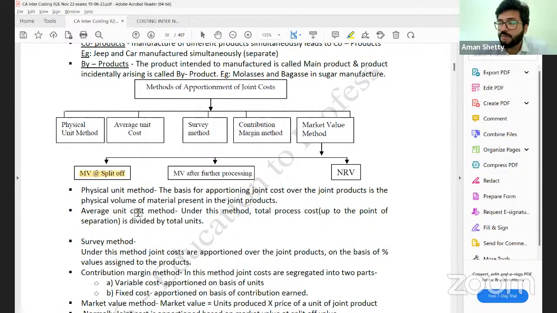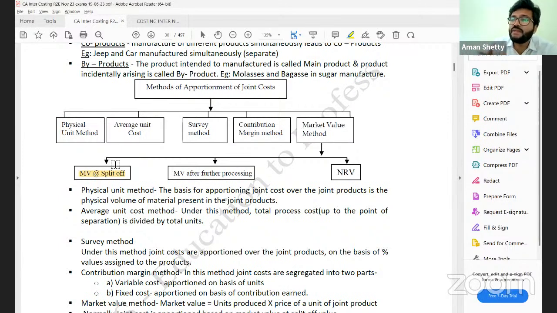Market value after further processing is the sales value after further processing. So whenever the further processing cost is not evenly incurred, it is better to go with market value at split off. If it is evenly incurred, not disproportionate, then you can use market value after further processing.